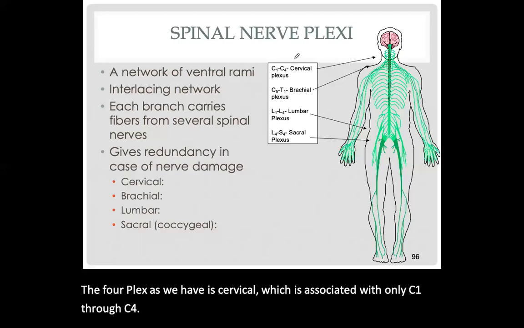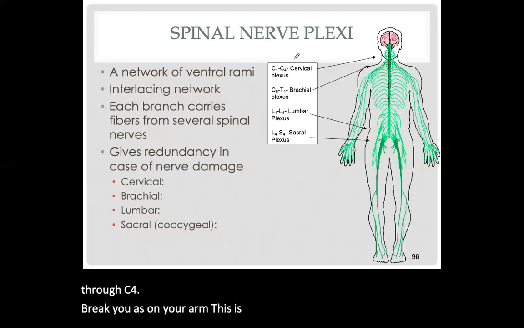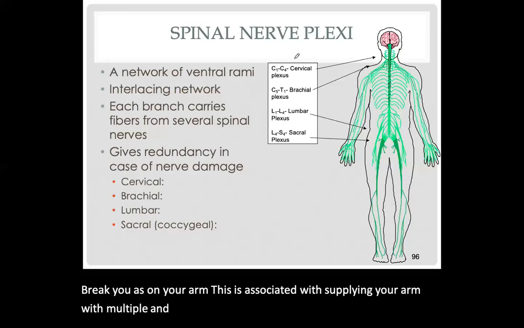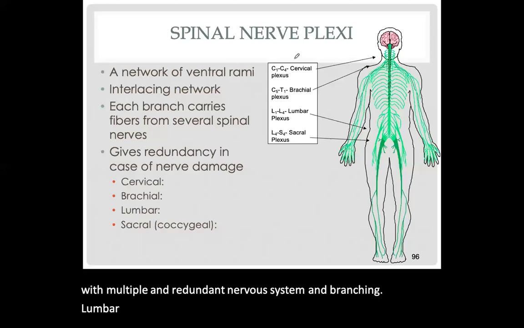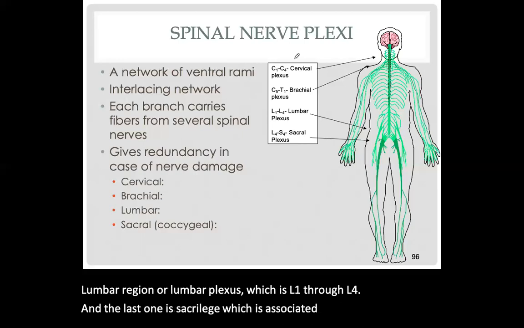Brachial, as in your arm, this is associated with supplying your arm with multiple and redundant nerve supply and branching. Lumbar region or lumbar plexus, which is L1 through L4. And the last one is sacral, which is associated with L4 to S4.